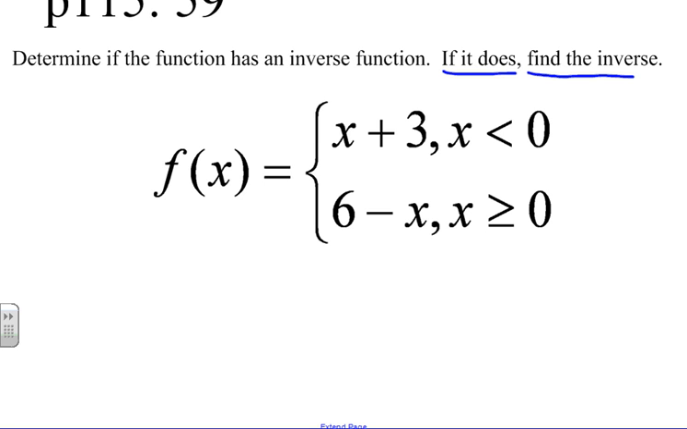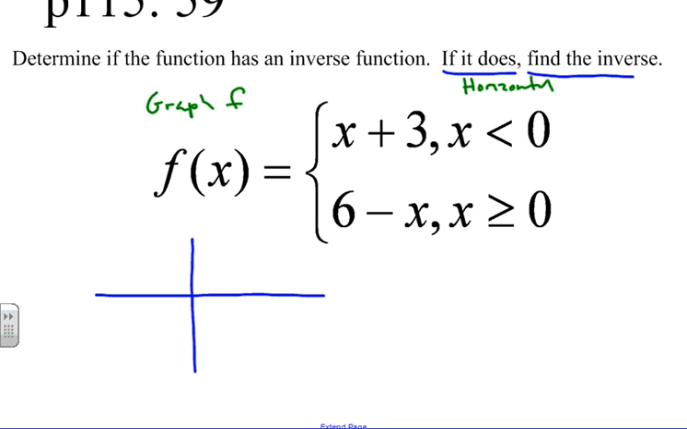Okay, so we have this piecewise graph. It's going to be a little bit more tricky, but let's figure this out. To figure this out, I'm first going to graph f, because I want to use the horizontal line test. To determine this, I want to identify using the horizontal line test. So I'm going to graph this piecewise graph, and that's why it's important to know how to graph piecewise functions right here.